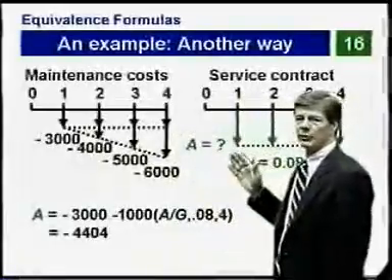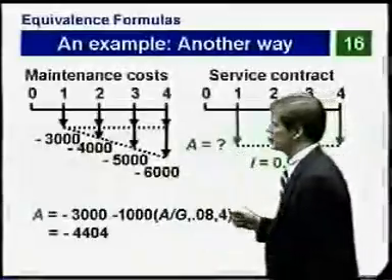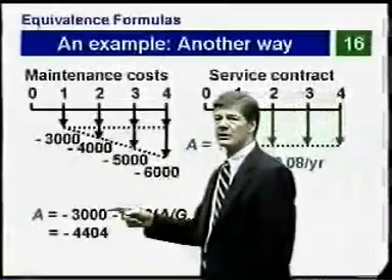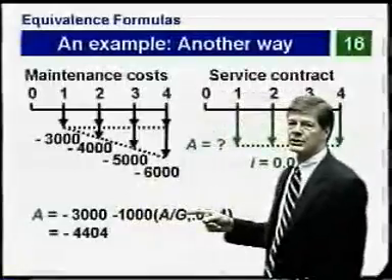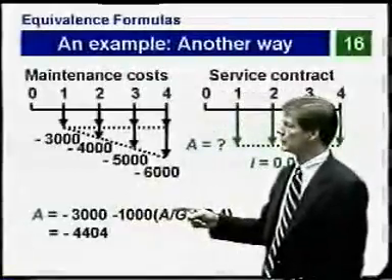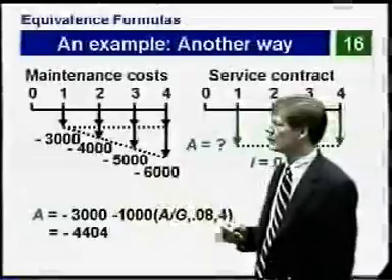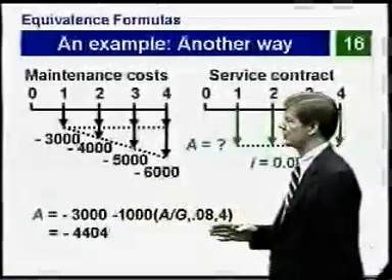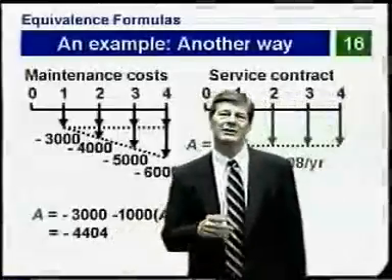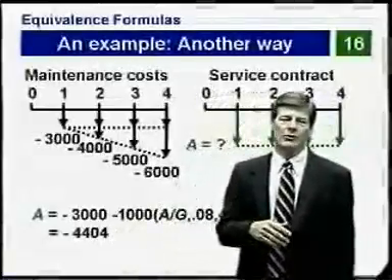The annual amount that I'm looking for this service contract is the uniform stream of $3,000 per year plus this gradient series converted directly to a uniform stream, and the gradient series was $1,000 converted at 8% per year for 4 years, results obviously in the same answer, $4,404.